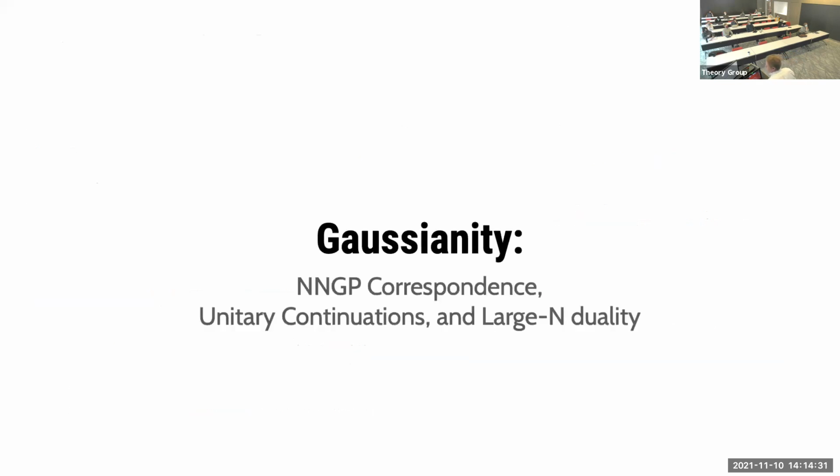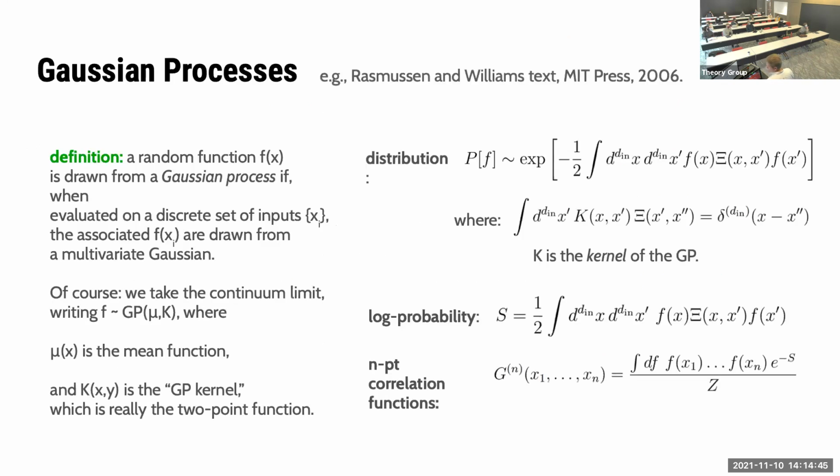Okay. So here's the Gaussianity story. This is something that goes by the name of the neural network Gaussian process correspondence. I'll talk a little bit briefly about reflection positivity, and I'll give you 2 examples where I have duality at lower N.